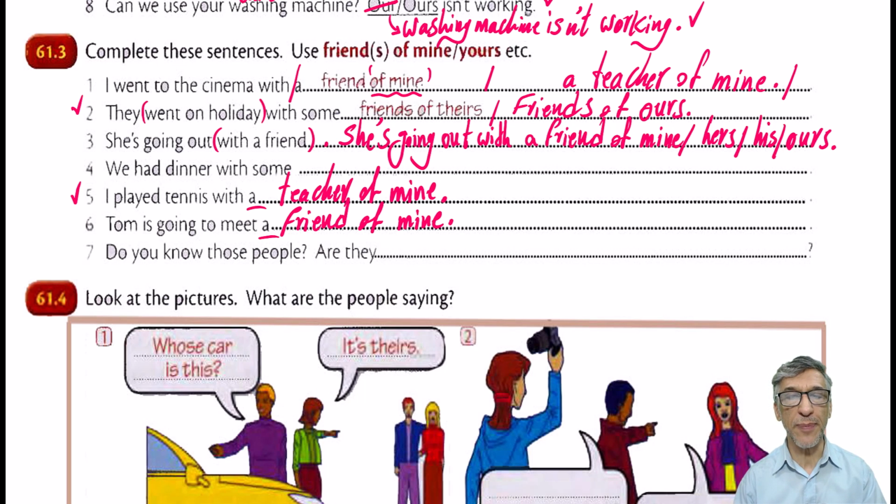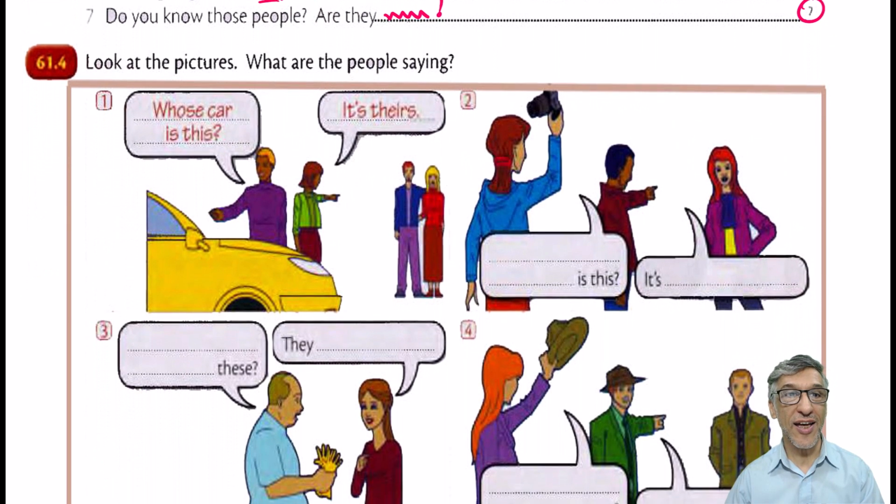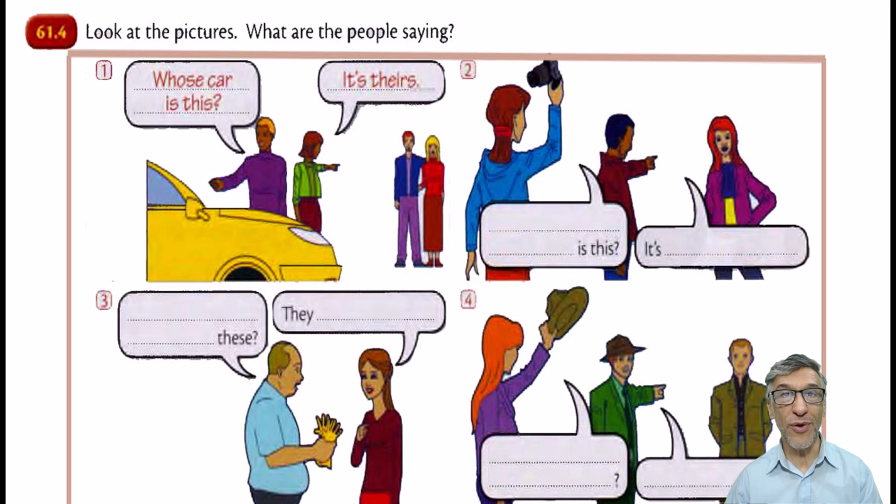Do you know those people? Anything you can add here, anything you like, and there is a question mark at the end of exercise 61.3. Let's go to 61.4, the last exercise. It is full of pictures. Very easy.